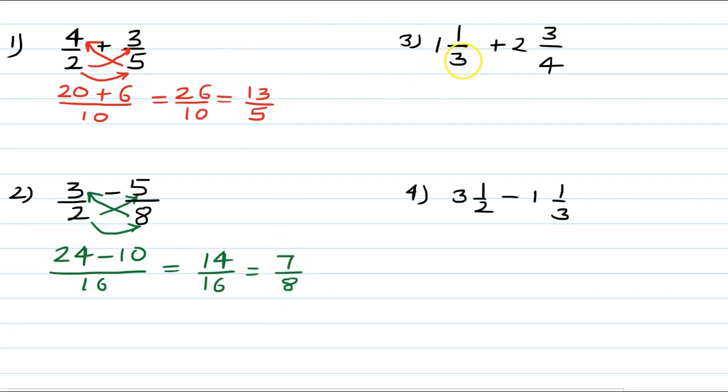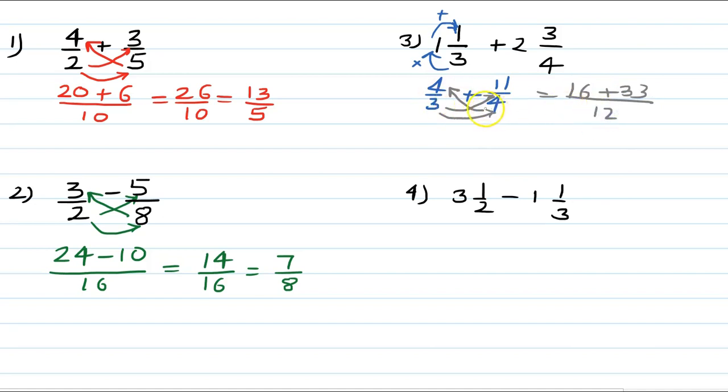Now this is a mixed fraction, so let's convert it. First you multiply here and then you add. So 3 times 1 is 3 plus 1 is 4, so it is 4 over 3. Now here 4 times 2 is 8 plus 3, that is 11 over 4. Now multiply uu: 4 times 4 is 16, then 3 times 11 is 33, over 3 times 4, which is 12.